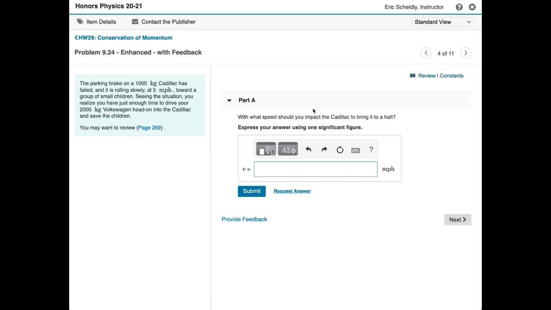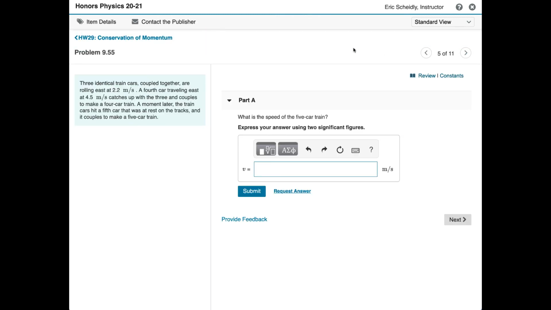Well, I don't have to do any unit conversion here. The mass of the Cadillac is 1,000 kilograms and the speed is 5 miles per hour. But all I have to recognize here is that my Volkswagen is twice as massive. If it's twice as massive, I only have to go half as fast. If I have twice the mass and I go with half the speed, I'll have the same momentum as the Cadillac in the opposite direction, which means the total momentum will be equal to 0, which means after the collision, we'll all come to rest and the children will be saved.